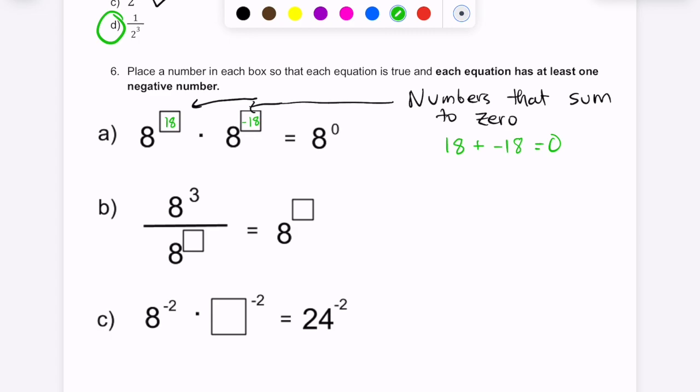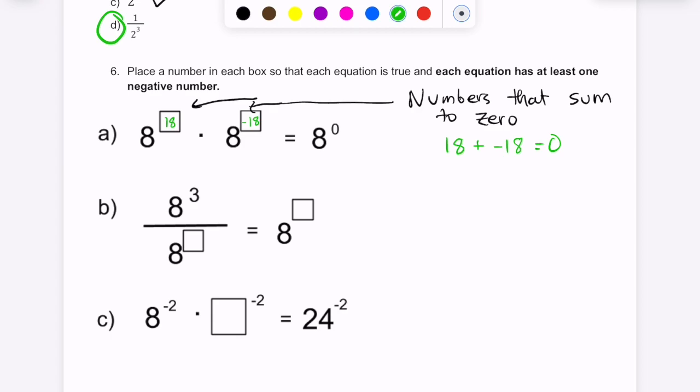Okay, next one for B. This one you have to make sure you are putting a negative number in at least one of these boxes. So what I would do is I would just pick a number for one of the exponents and then figure out what it's equal to.